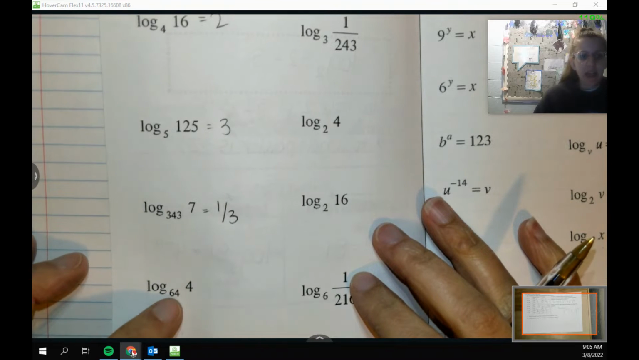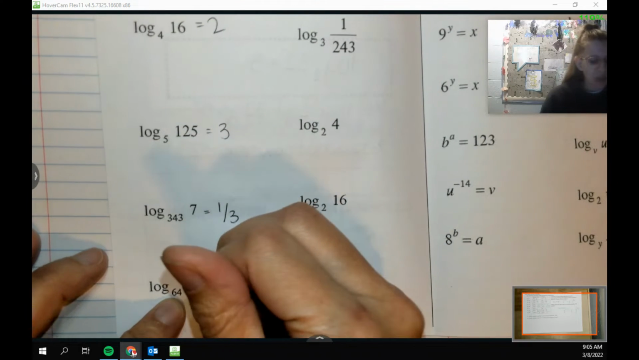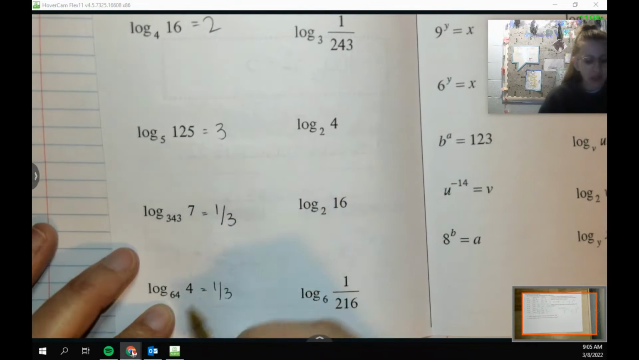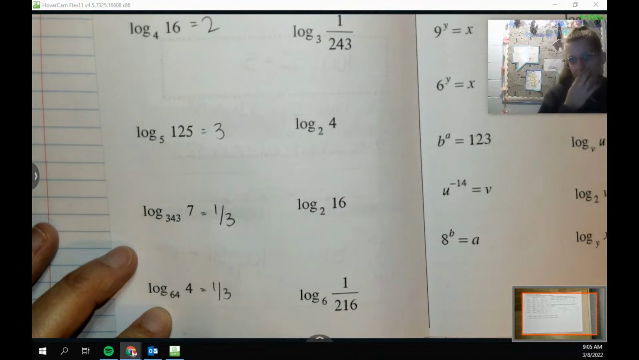Same idea on this one because we have a big base. So log base 64 of 4 is 1/3. Because 64 to the 1/3 power will, like, cube root me and make me 4.